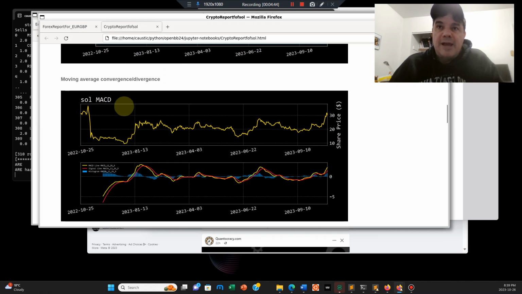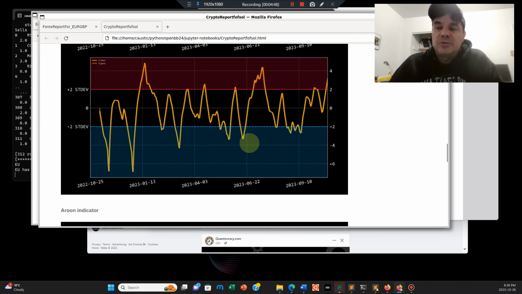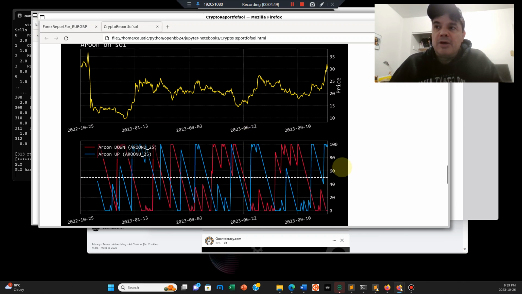CCI, moving average, convergent divergence, and so on and so forth. And again, we've got the Aroon, which is really good. You can see here the pressure on the Aroon signals doing pretty good. You can see right here the Aroon's gone down and it's low. So this is a good time to hold it and just take profit.